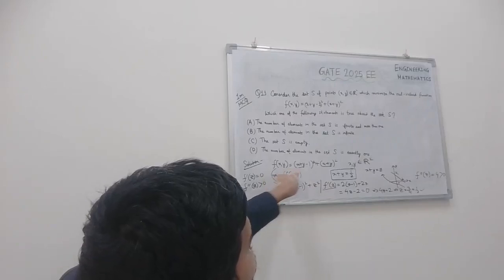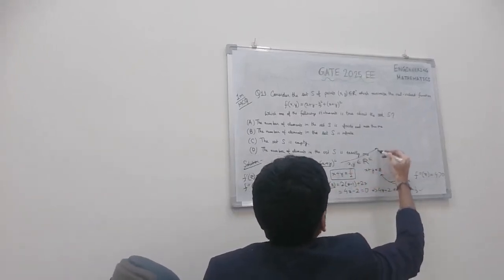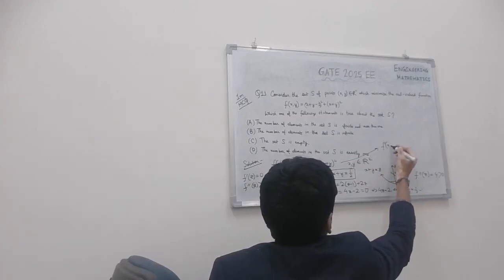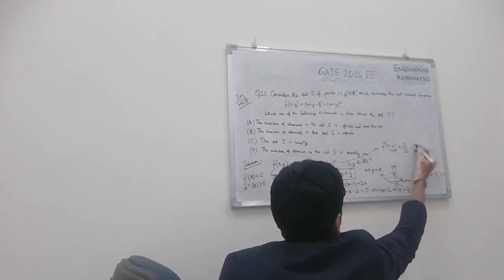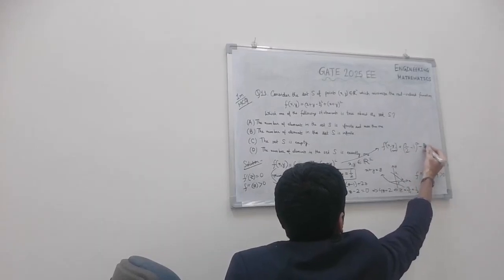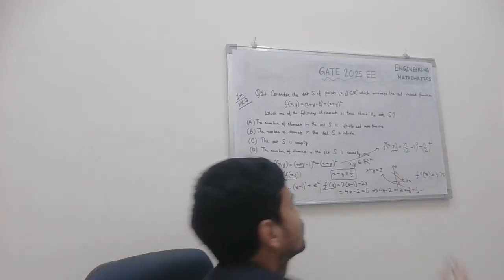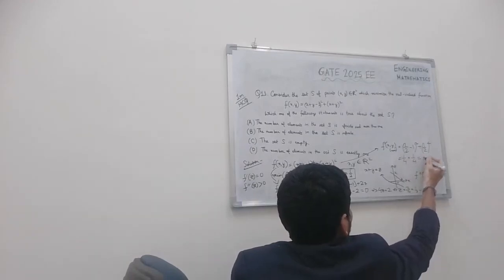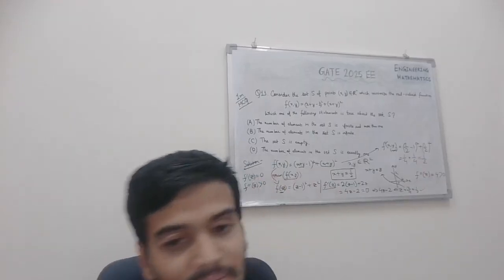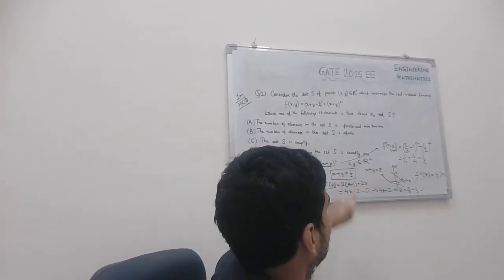The minimum value is equal to half minus 1 whole square plus half square. So half minus 1 square is 1 by 4 and half square is also 1 by 4. So this function will have its minimum value at x plus y equal to half.